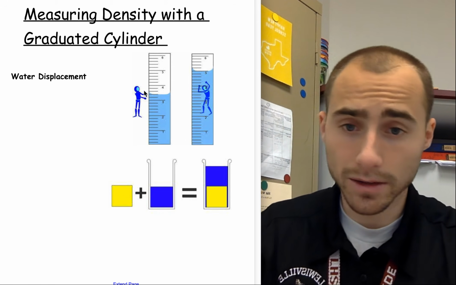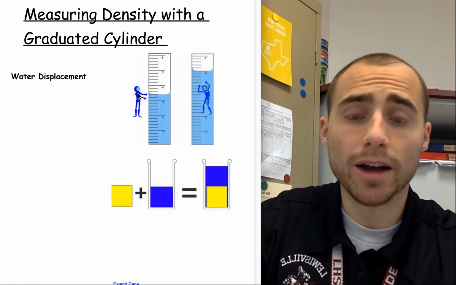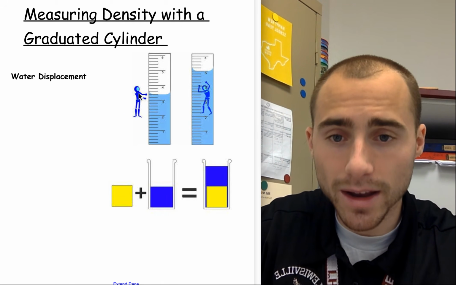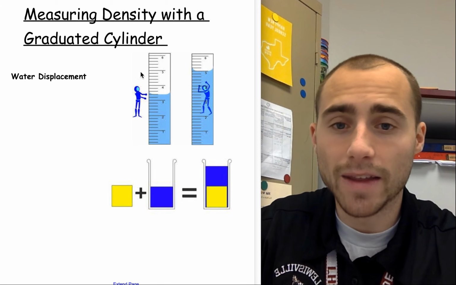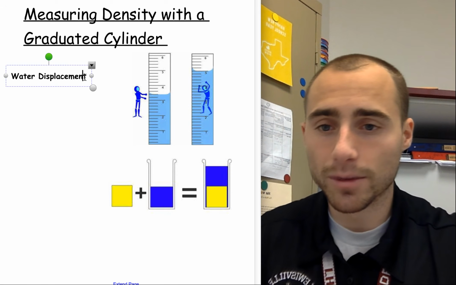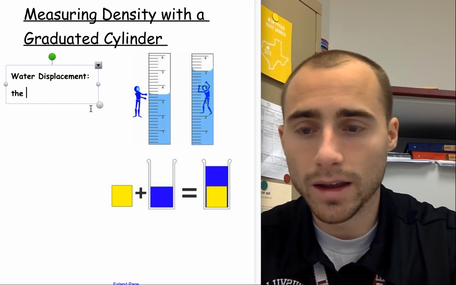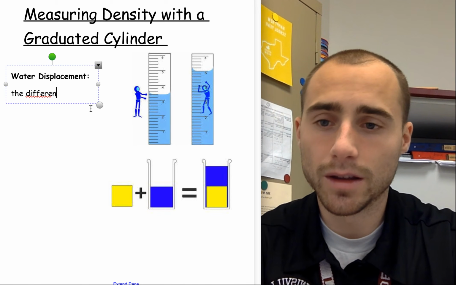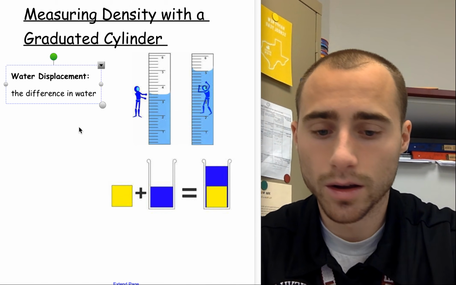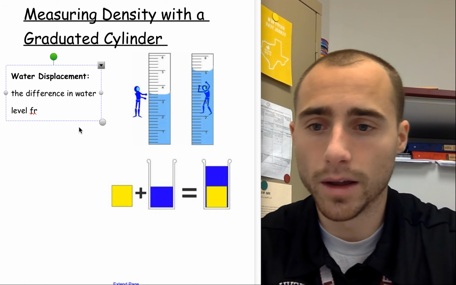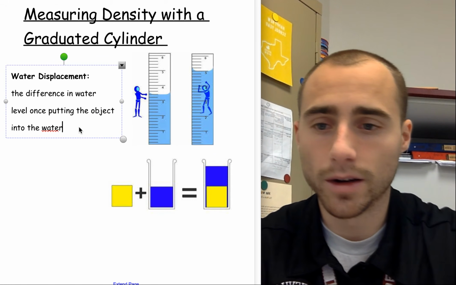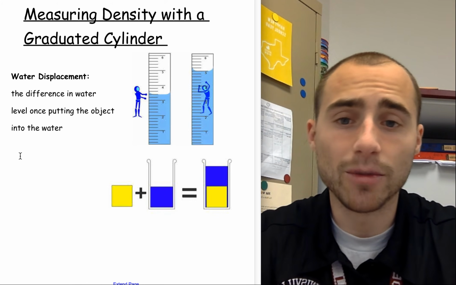The reason for that is because anything that gets in a liquid is taking up a certain amount of space or has a certain density. So the density of this man right here, if we were at 3.4 milliliters, and then he gets in the water and we go up to 5, would be 1.6 milliliters. So you measure water displacement. It is the difference in water level from once putting the object into the water. So it's the difference in water level once you put the object into the water.